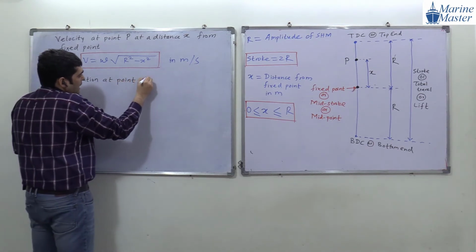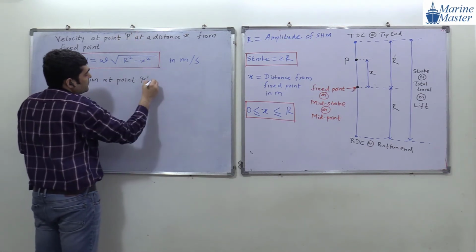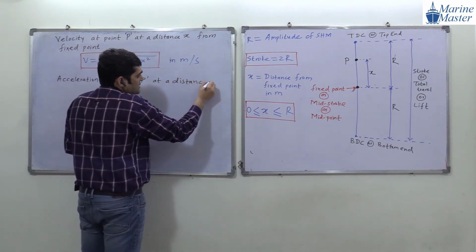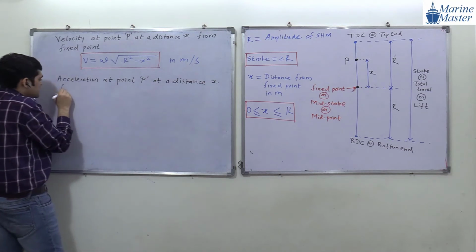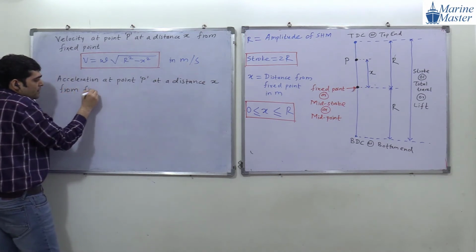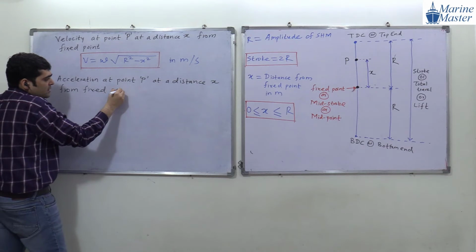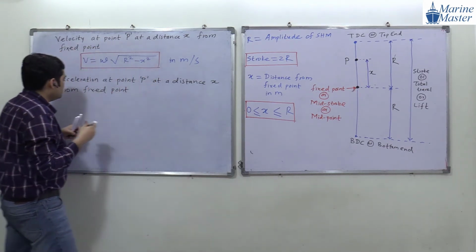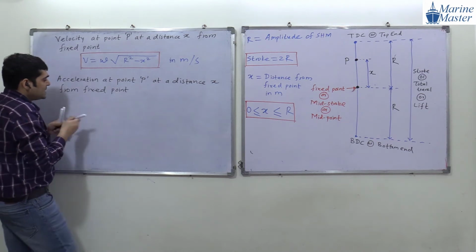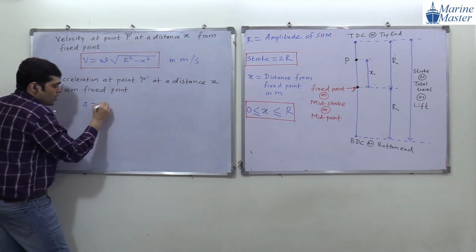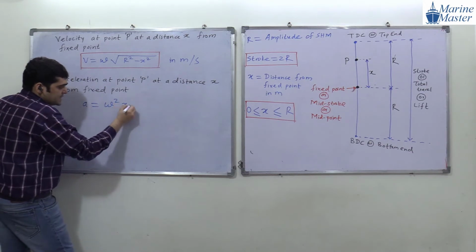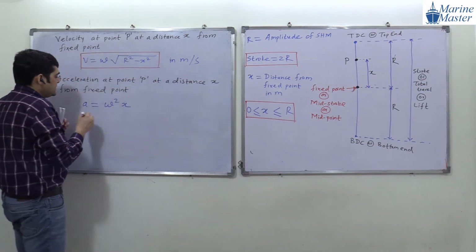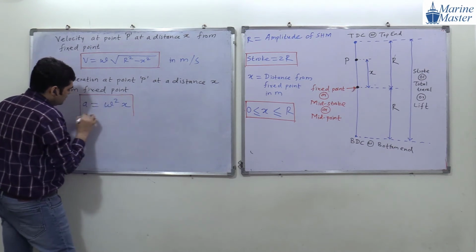Acceleration at point P at a distance x from where? From the fixed point. Another name for the fixed point is the midpoint or mid stroke. So what will be that acceleration? Acceleration will be equal to omega square into x. We don't go into the derivation of this relation, guys. We have to memorize this relation, and we don't need that derivation also.